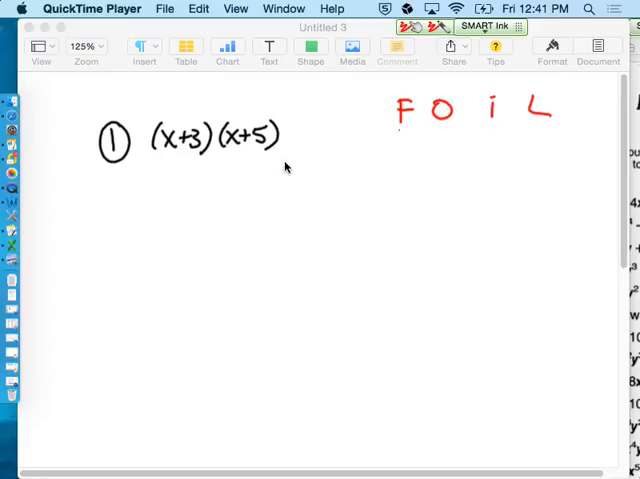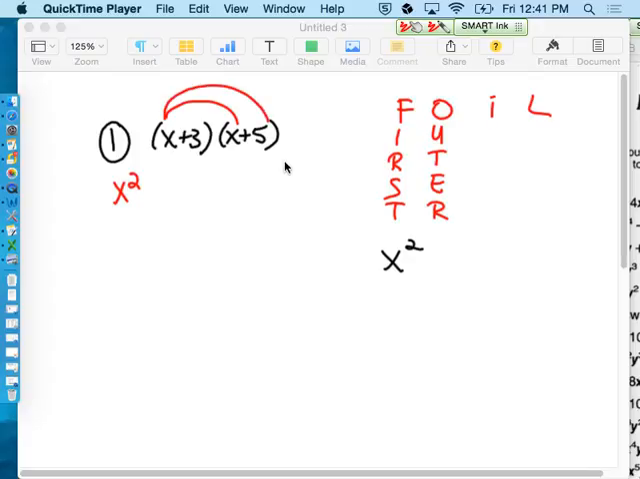So the F in FOIL stands for first. So that means that I'm taking the product of the first term in each binomial. So that would be x squared. And the O stands for outer. So I'm taking the product between the outer terms. So the first term here and the last term in the second. So the x and the 5. So that's plus 5x.